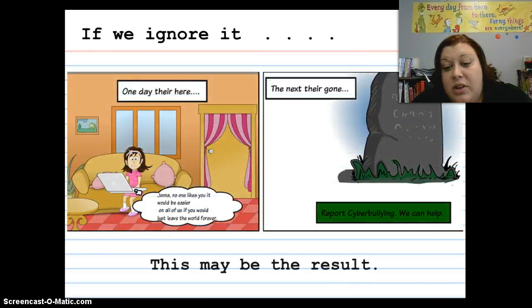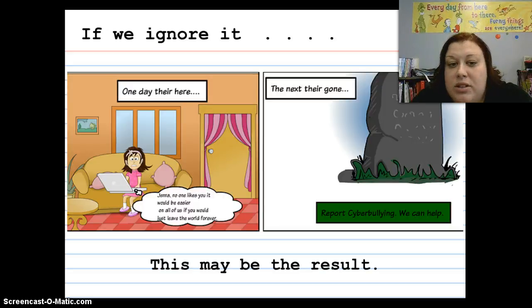If we ignore it, this may be the result. And this is kind of a sobering cartoon. It says, one day they're here. Jenna, no one likes you. It would be easier on all of us if you would just leave the world forever. It says the next they're gone. Report cyberbullying. We can help.